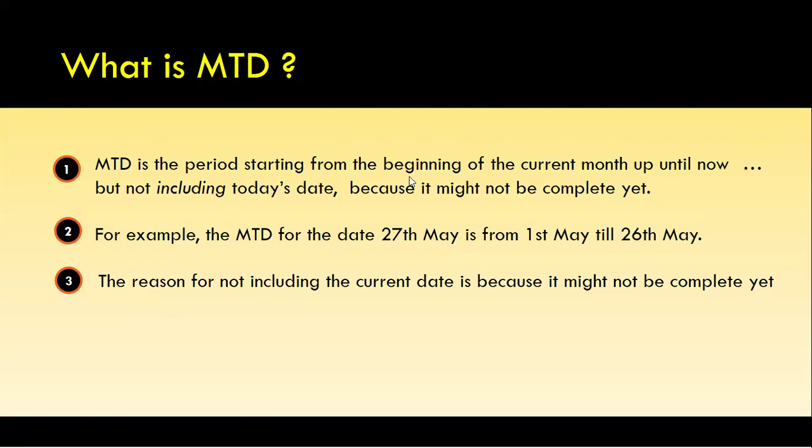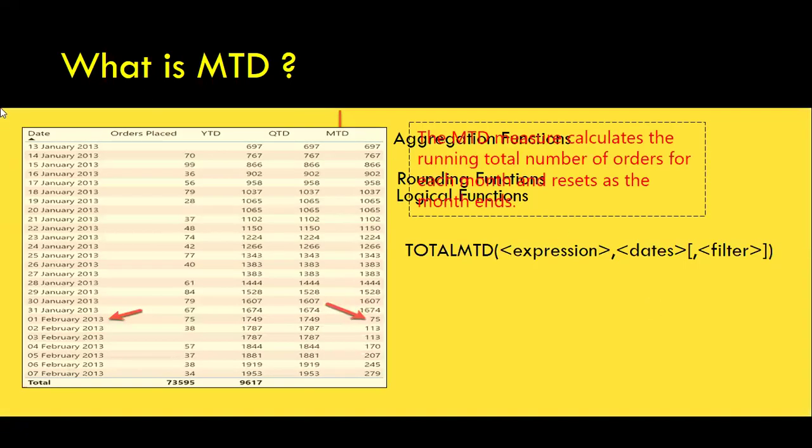That is the thing. The reason for not including the current date is because it might not be complete. If you look at this chart here, you have a date column, which is nothing but order date, and orders placed. How many orders we received each day, we have aggregated orders. The total number of orders placed by customers on this date, by date.